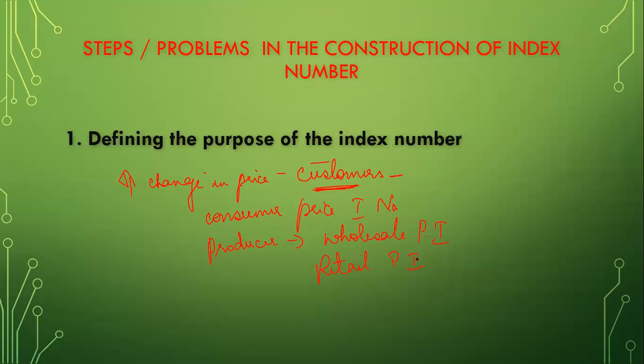Okay, so that is defining the purpose. It is nothing but objective. You can also say objective or scope of index number. So I hope you understood the first point.